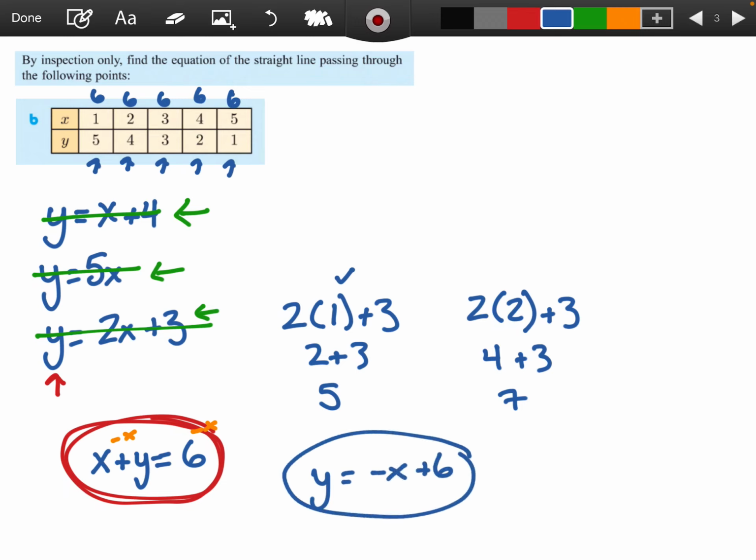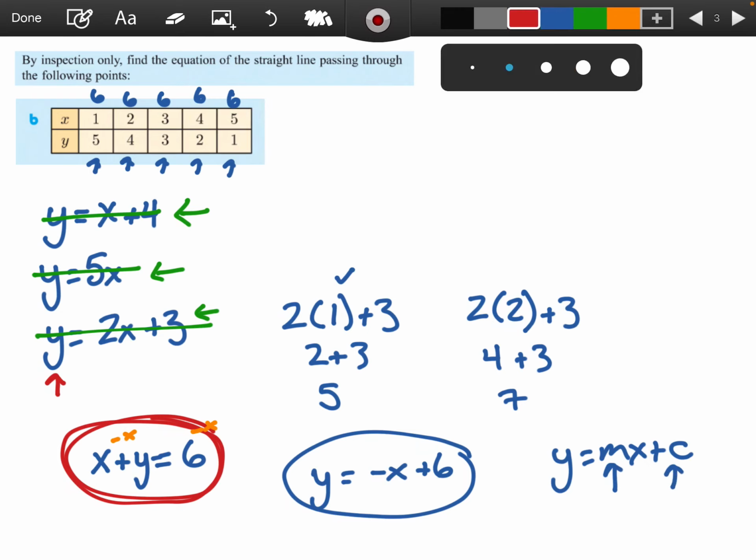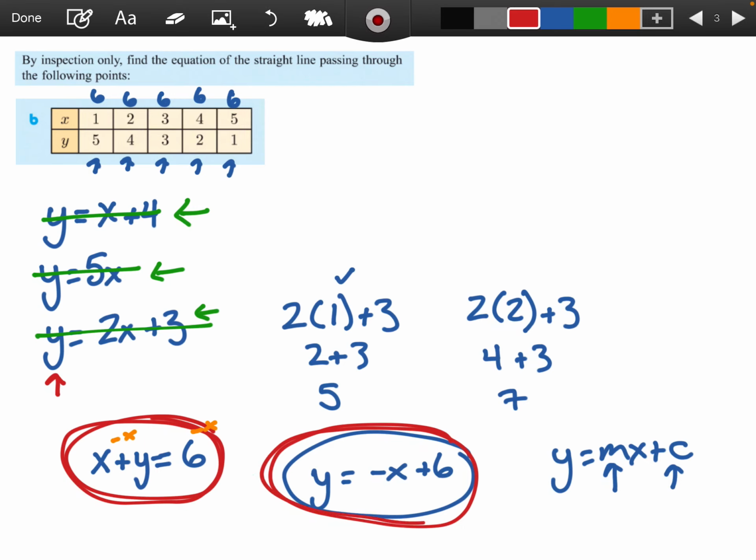That would also work, and then it's in the same form, right? y equals mx plus c, where we have a number in front of x and a number on its own. That would work too. So either of these, because they're essentially the same equation, just rearranged slightly, would work for this particular table of values.